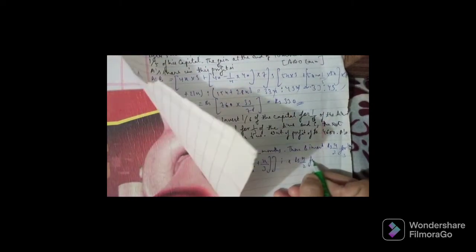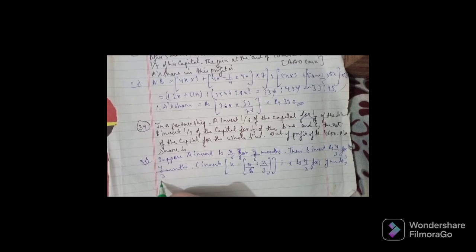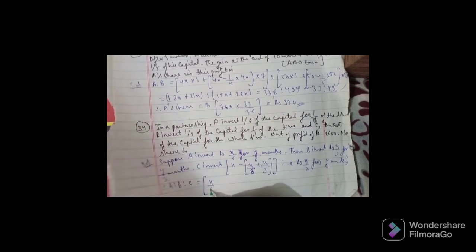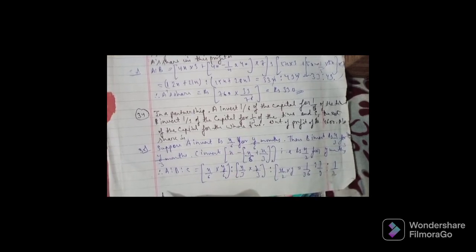that is equals to rupees X by 2 for Y months. Okay, so here A ratio B ratio C equals to X by 6 into Y by 6, X by 3 into Y by 3, ratio X by 2 into Y, that is equals to 1 upon 36 ratio 1 upon 9 ratio 1 upon 2. So we get 1 ratio 4 ratio 18.